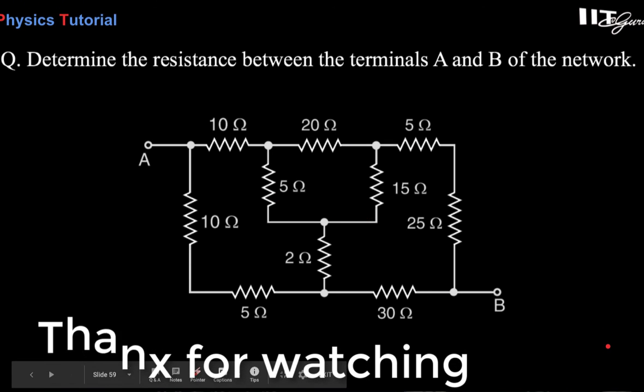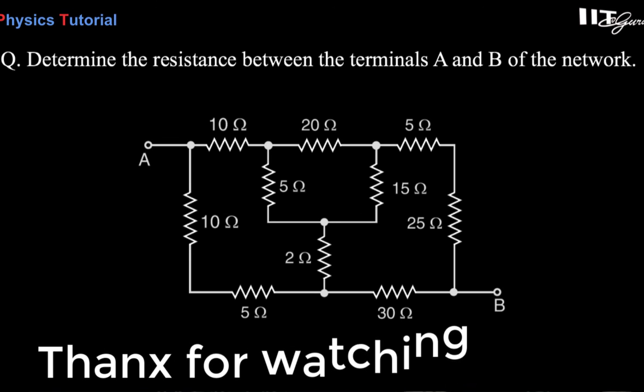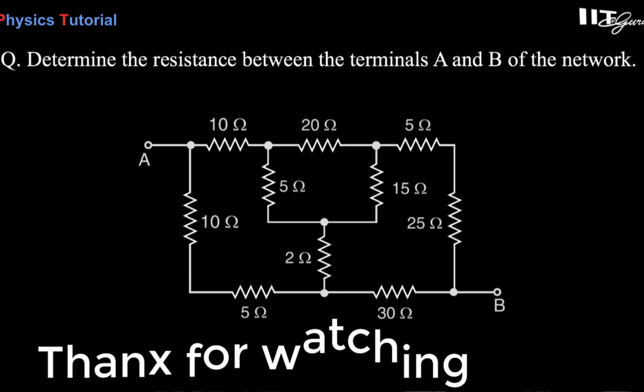Determine the resistance between terminals A and B of the network. Only the star delta network you have to use, converting star to delta or delta to star, and you will be able to solve for the equivalent resistance between A and B.